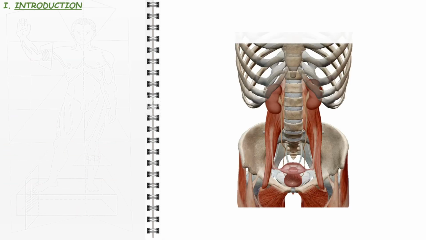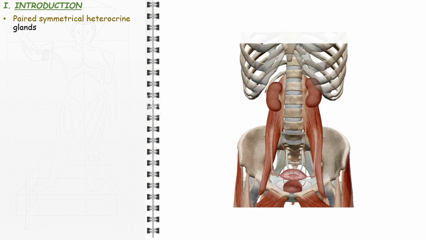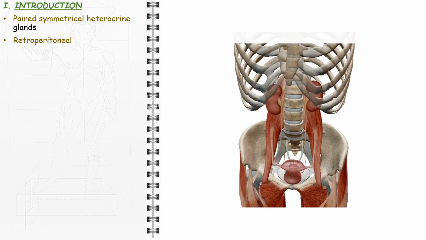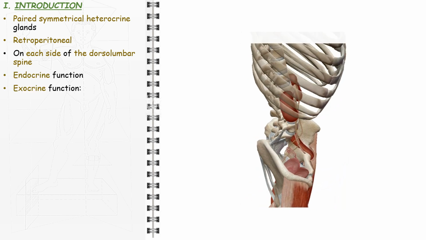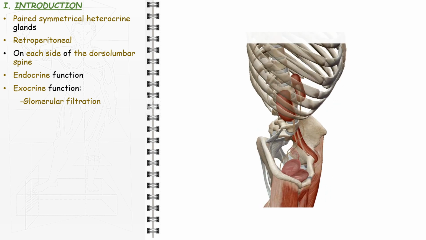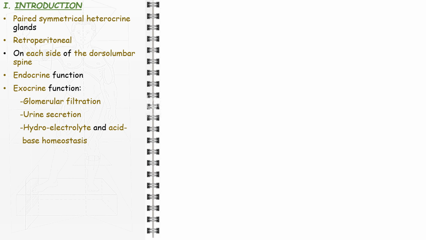The kidneys are paired symmetrical heterocrine glands. They are retroperitoneal, situated in the lumbar fossa on each side of the dorsolumbar spine. They have an endocrine function but, mainly, an exocrine function that consists of glomerular filtration, urine secretion, hydroelectrolyte and acid-base homeostasis. The kidneys are subject to a number of anatomical variations.